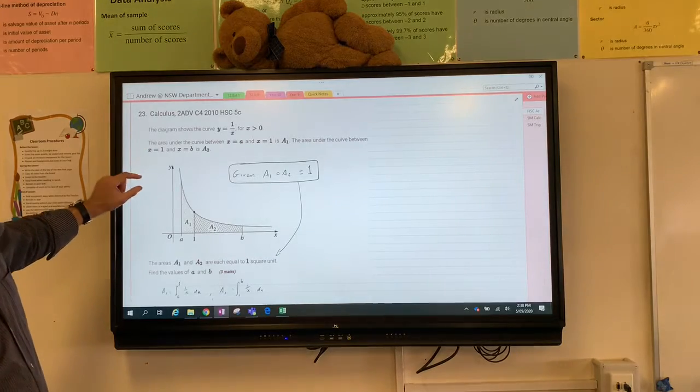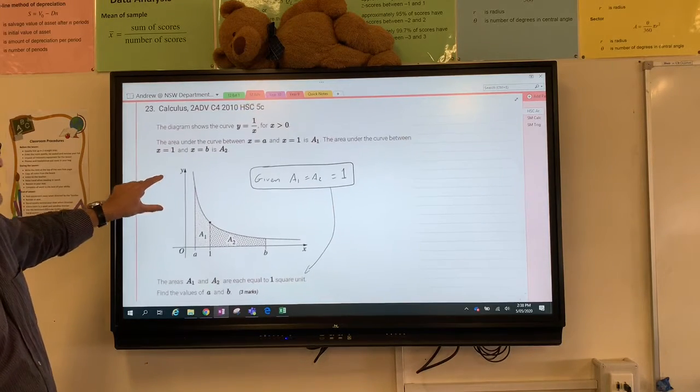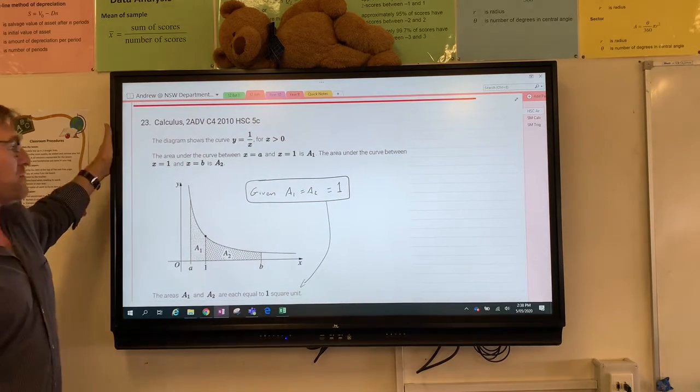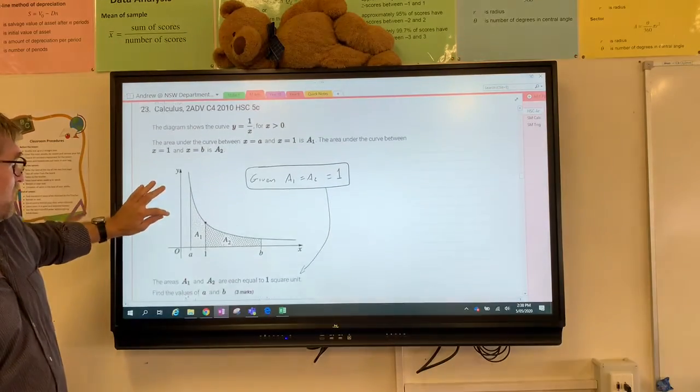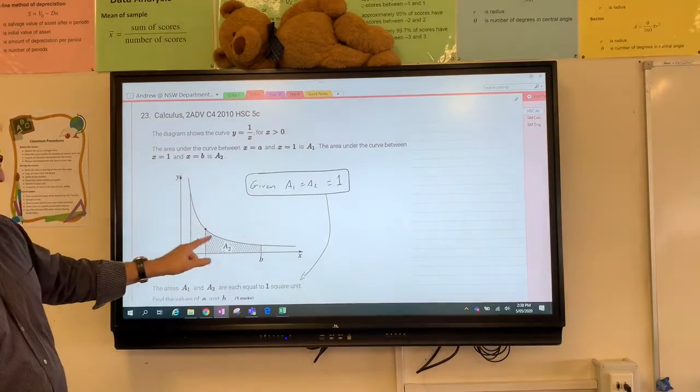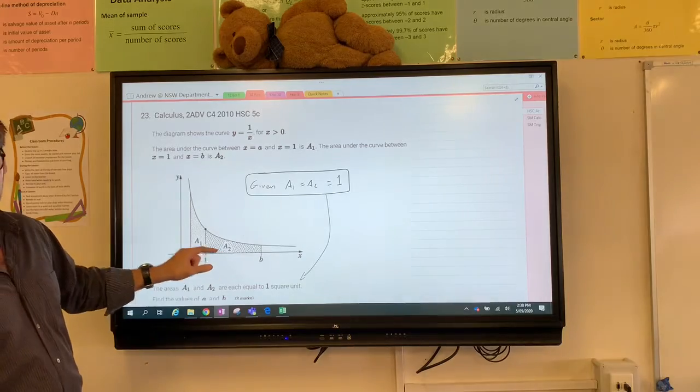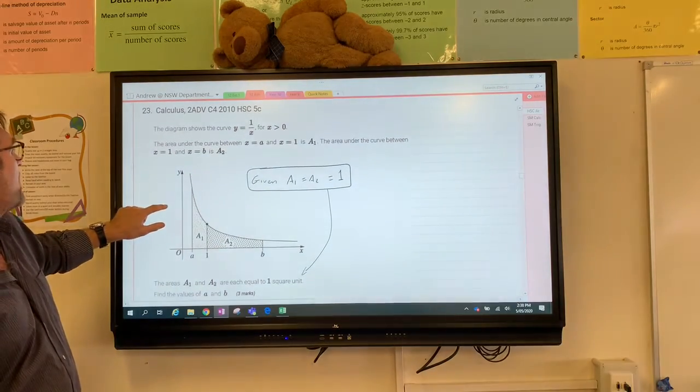Right, let's have a look at question 23. Favourite topic of everybody's: area under the curve. We're told A1 equals A2. Happy with that? Yes, A1 equals A2.